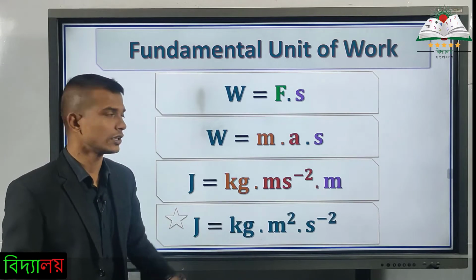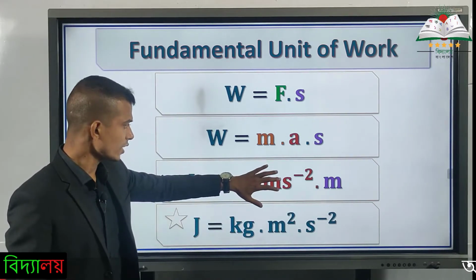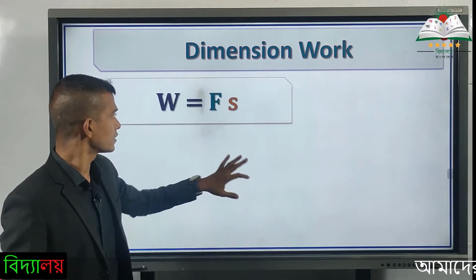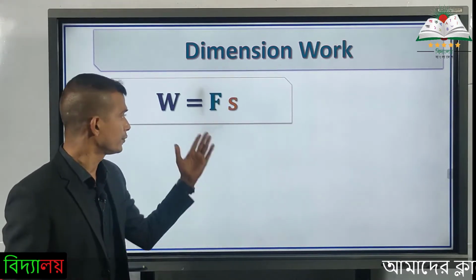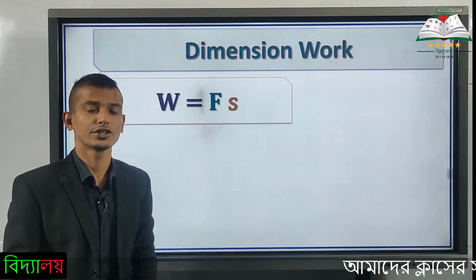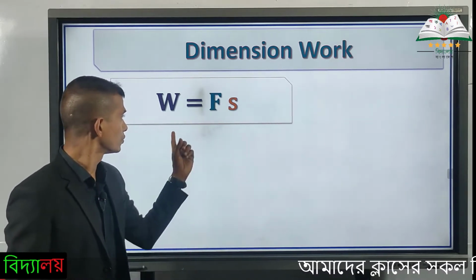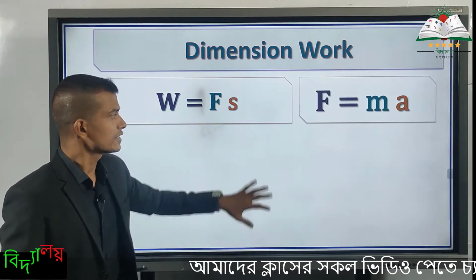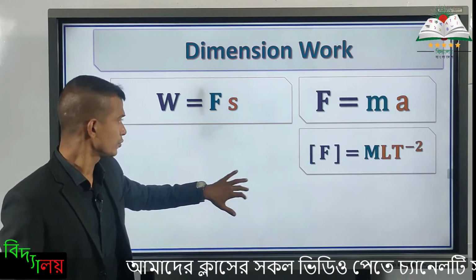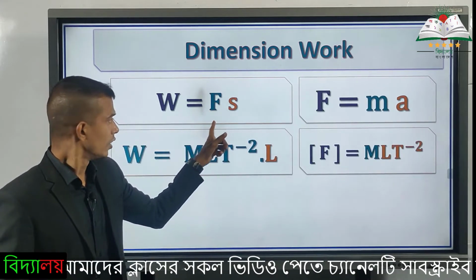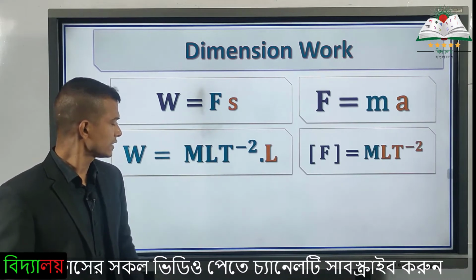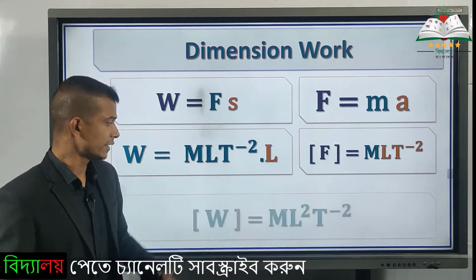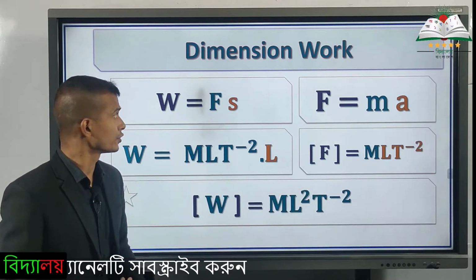If you can write the fundamental unit, I think you will be able to write its dimension. The dimension of work, there is another way you can write that. If you know the dimension of force, you will be able to determine the dimension of work as well. As F equals ma, we can write MLT inverse 2. We substitute the values of F and S here as W equals MLT inverse 2, which is the dimension of force, times S, which is L. So we can write ML square T inverse 2, which is the dimension of work done.